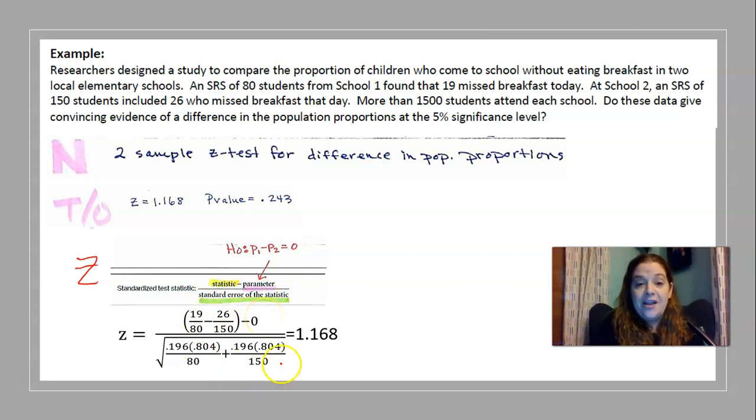In our standard error formula, notice in the numerator where p-hat1 and p-hat2 are, we're just going to use p-hat-c for both of those. So those numerators are the same. However, the denominators are different. That gives me a z-score of 1.168.